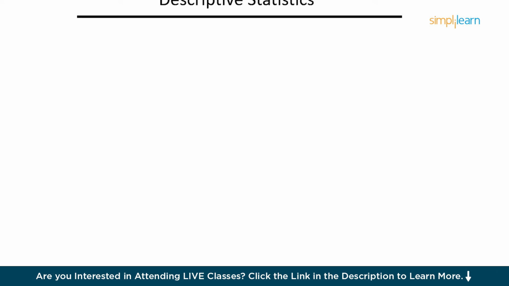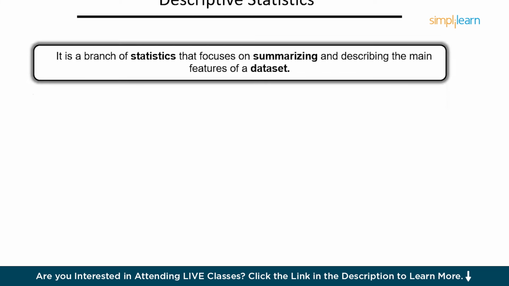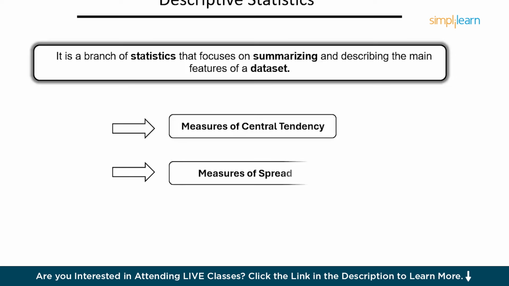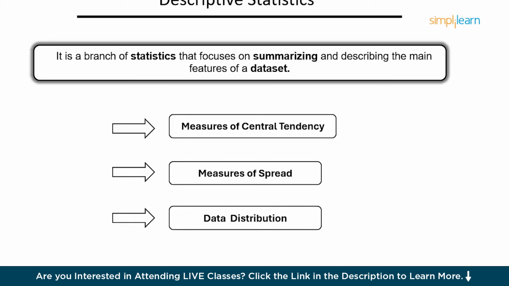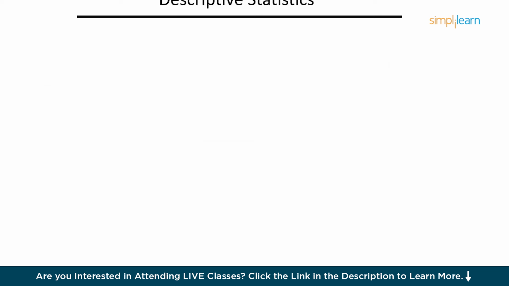After we have a basic idea of statistics, let us get into the various types of statistics. The first one is descriptive statistics. Descriptive statistics is a branch of statistics that focuses on summarizing and describing the main features of a dataset. This is further divided into measures of central tendency, measures of spread, and data distribution. Let's start with measures of central tendency, and this is further divided into three types.